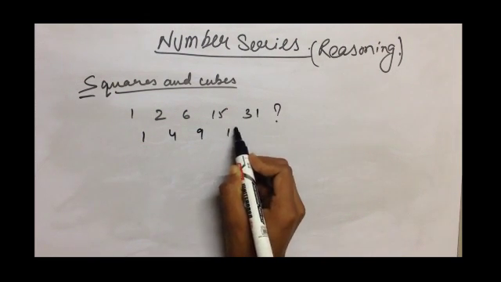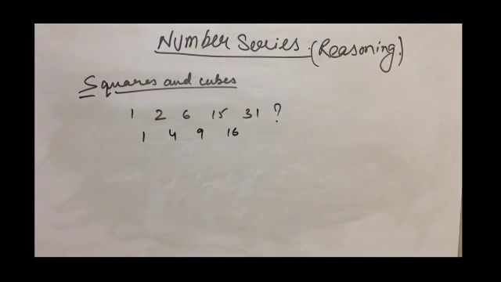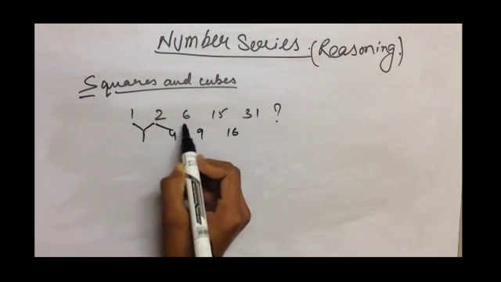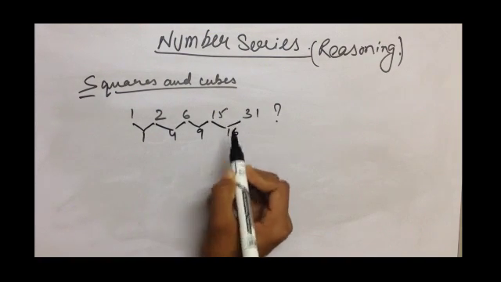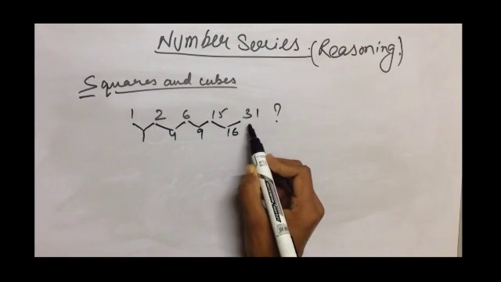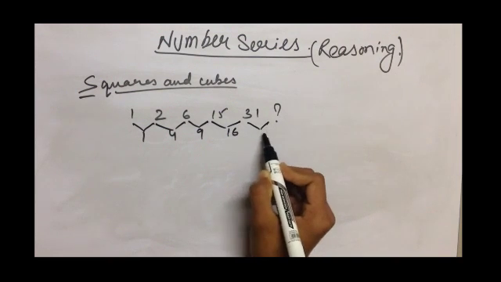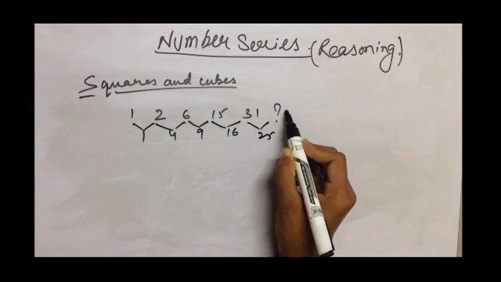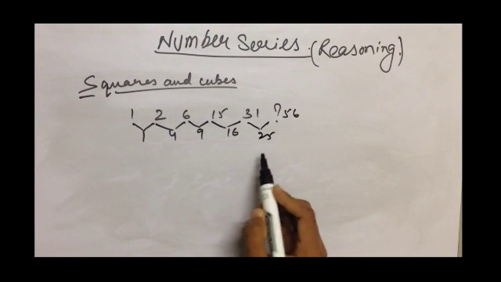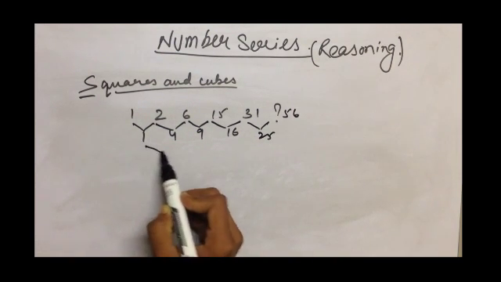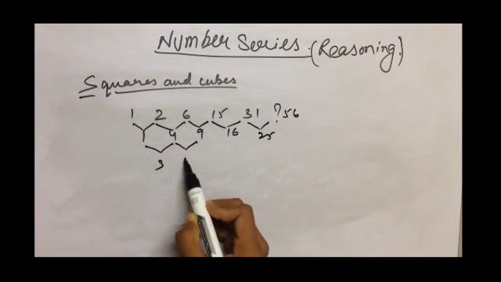When I observe it, I can say 1 and 2, the difference is 1. 2 and 6, the difference is 4. 6 and 15, that is 9. Similarly, 15 and 31, that is 16. If you are in a position to get that, it's a square. I may say the next term must be 25, and hence I can say the answer must be 56.